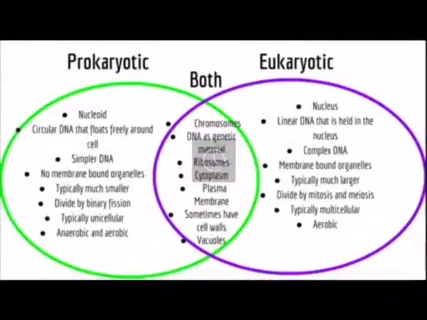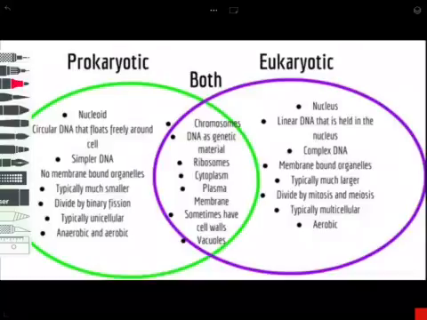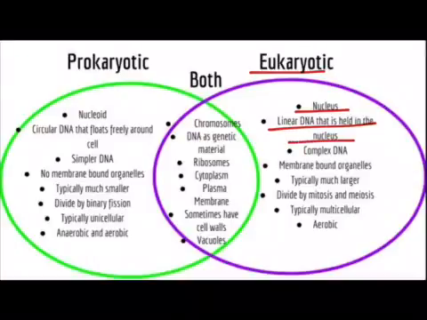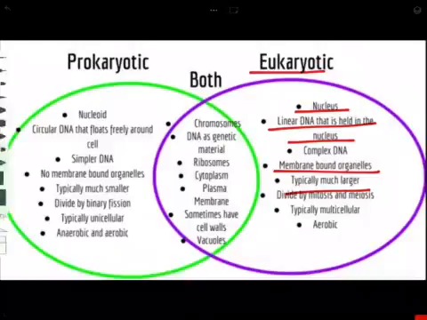Here is a diagram that you can use to compare the differences of both cells and identify a cell if given a diagram on a test. On the right, there are characteristics of eukaryotes. For example, they have a nucleus, a linear DNA that is held in the nucleus, and they have membrane-bound organelles, and they are typically much larger.